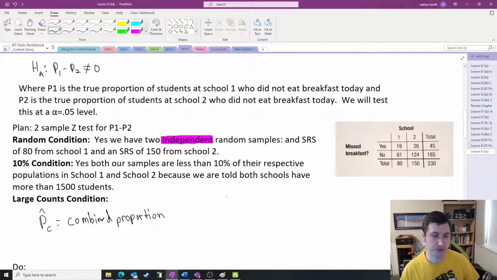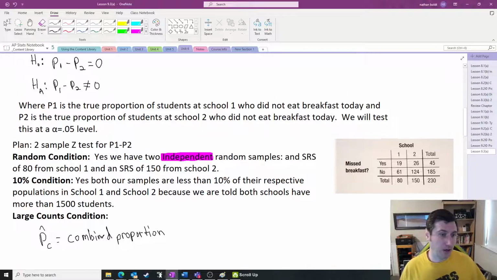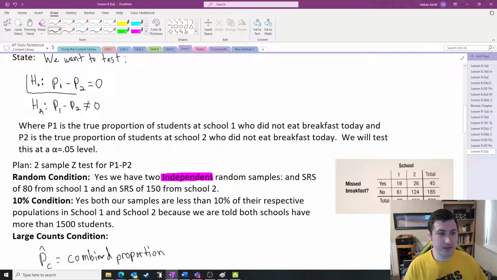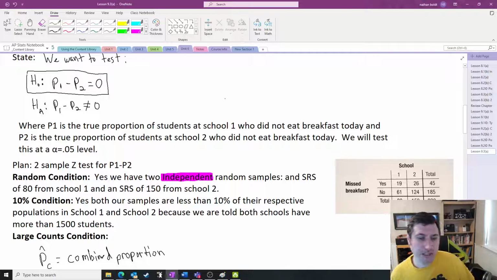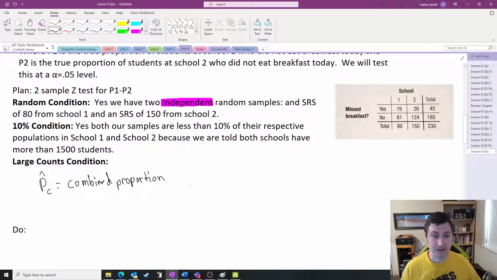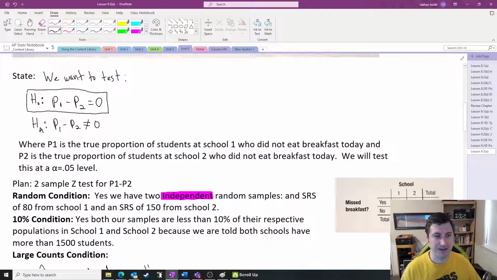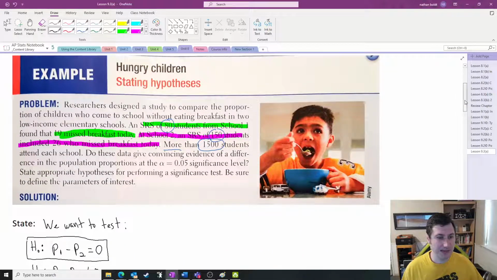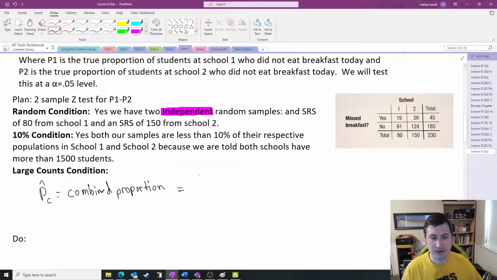The combined proportion here. Now, why do we do this? Well, I think it's because of our null. Our null hypothesis is that there is no difference between P1 and P2. So we treat them as one sample when we're doing the large counts condition. So how many successes do we have? Not that it's successful for students not to eat breakfast, but we have 19 in the first sample and 26 in the second one. So 19 plus 26 is my total number of kids that didn't eat breakfast, divided by my total sample size.